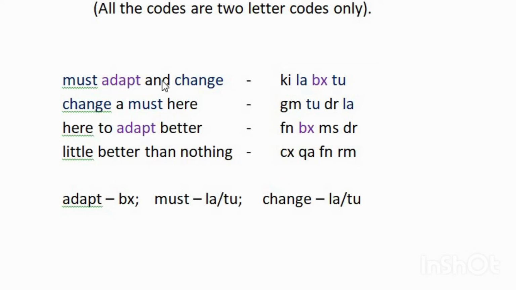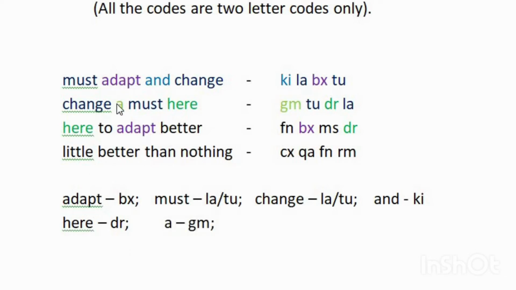Now the only word remaining in the first line is and, and the only code remaining in the first line is KI. So we can write the code for and is KI like this. Now the word here is present in the second line and in the third line. So the required code is DR because that code is present in both the lines, second and third line. So we can write the code for here is DR. Now the only word remaining in the second line is A. So its required code is GM. The code for A is GM.